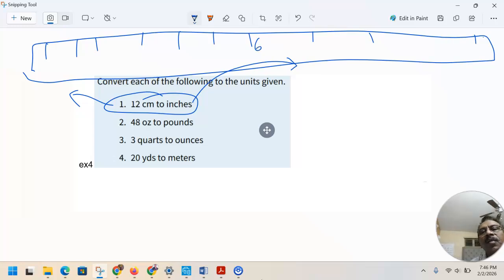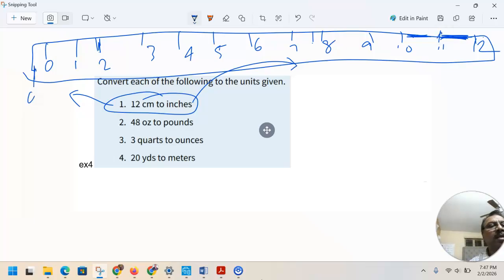This is 6 inches, 7, 8, 9, 10, 11, and like that. 5, 4, 3, 2, 1, and then 0. I just want to show you this is like a 1 foot ruler, and at the bottom of every inch you will see it's given in centimeters. Centimeters are the metric system; from here to here is around 30 centimeters.